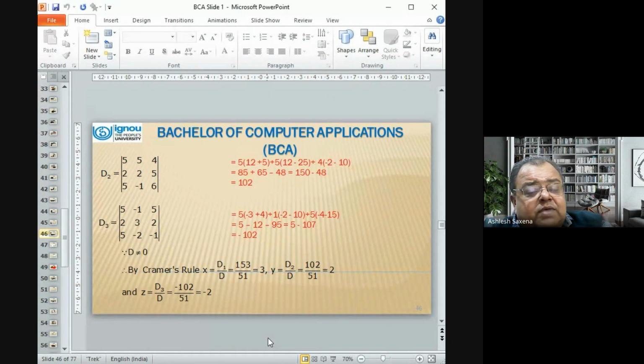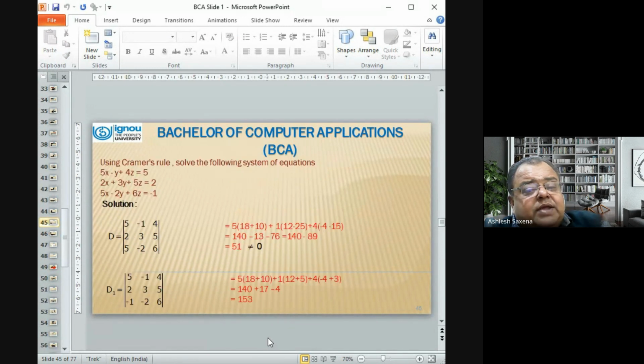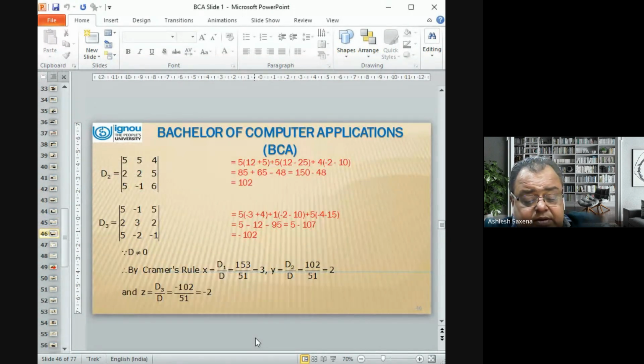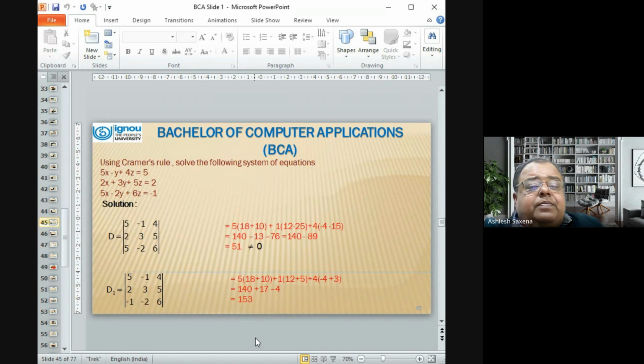I don't know whether this is correct or not. Place these values in any of the 3 equations and see whether it is correct or not. I'm showing this answer again: the value of x is equal to 3, y is equal to 2, and z equal to minus 2. Put them in any of these 3 equations.